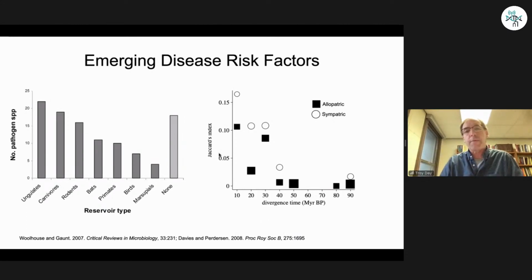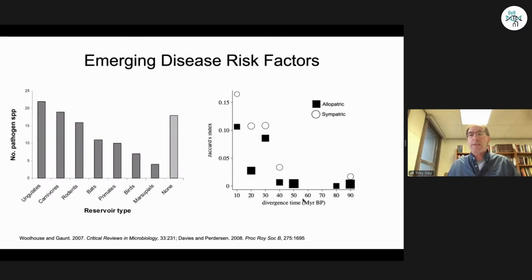So on this graph, the vertical axis is the degree of similarity in the pathogen assemblage between a pair of primate species. On the horizontal axis is the divergence time between that pair of primate species. And the data are binned on the horizontal axis into bins of 10 million years. And the take-home message here is there's quite a strong relationship between the two. So host species that tend to be very closely related evolutionarily tend to share a lot of similar pathogens compared to those that are more distantly related.